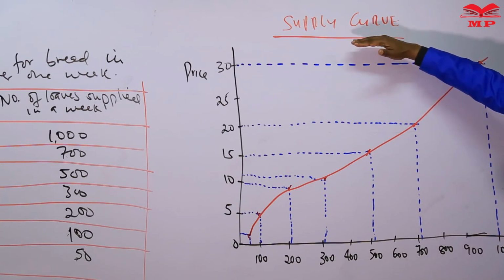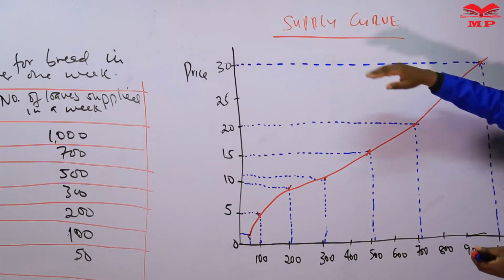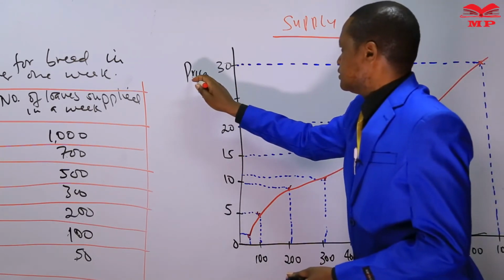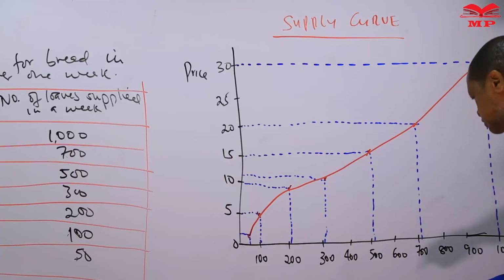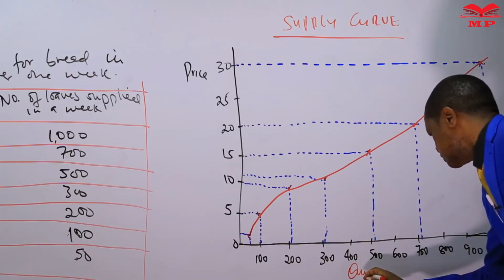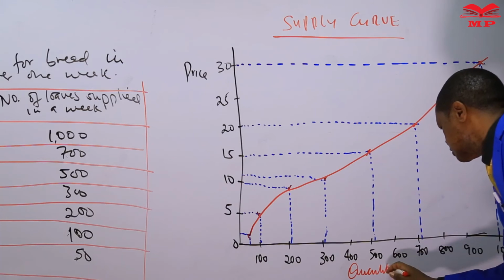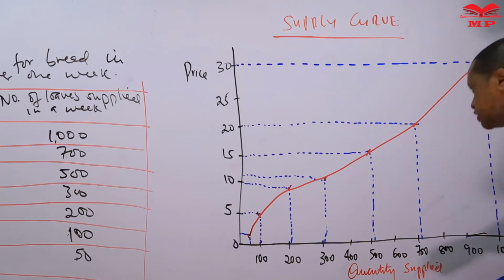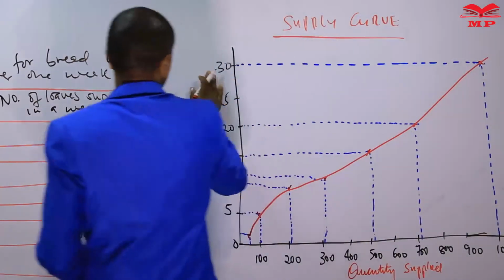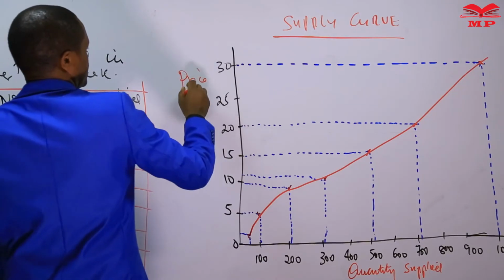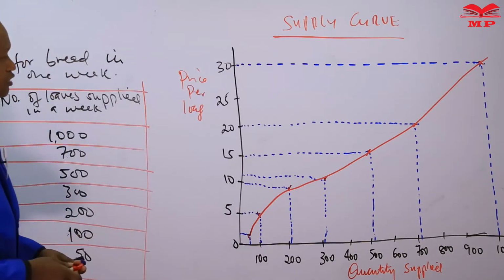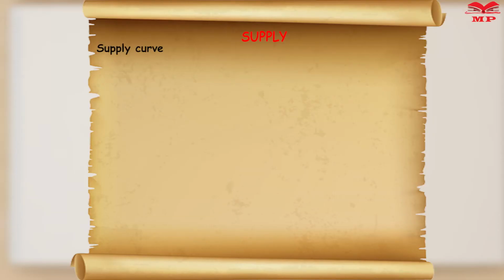Okay, we've said it's a graph showing the price. This is the price, and on the x-axis you have the quantity of bread supplied, and here we have the price per loaf of bread. Okay, that is how to draw a supply curve.